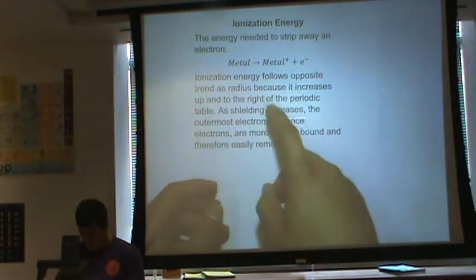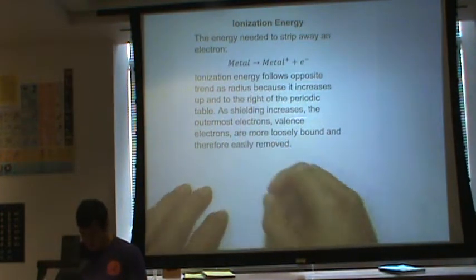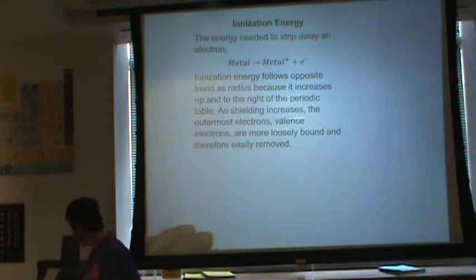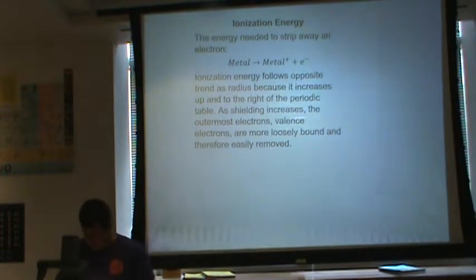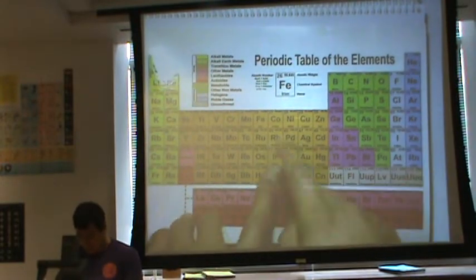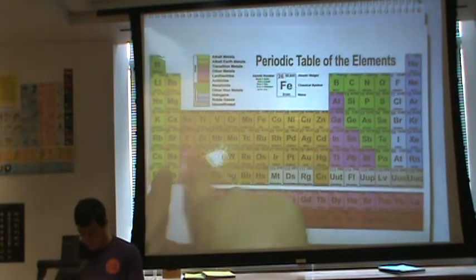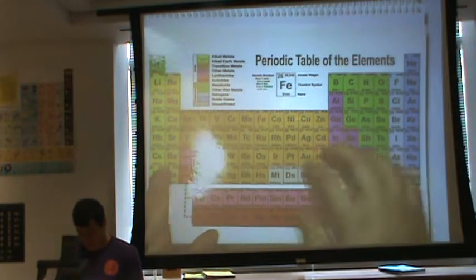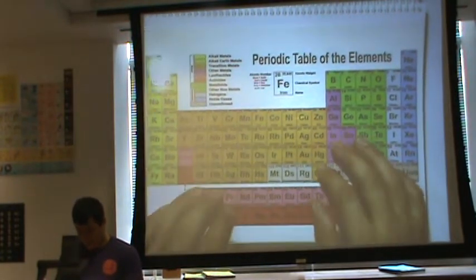The ionization energy follows the opposite trend as radius because it increases up and to the right of the periodic table. So if we look at the periodic table, the energy required to kick off an electron increases as we go in this direction. And that makes sense. All our metals, they like to get rid of their electrons.